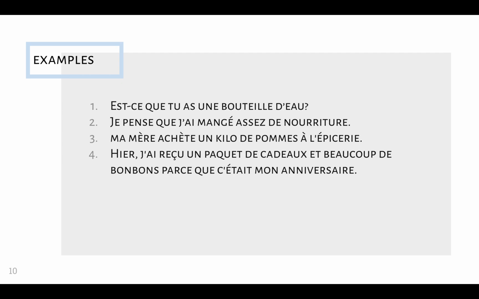Some examples. The first sentence, est-ce que tu as une bouteille d'eau? Do you have a bottle of water? Number 2, je pense que j'ai mangé assez de nourriture. I think I ate enough food. Number 3, ma mère achète un kilo de pommes à l'épicerie. My mother buys a kilo of apples at the grocery store. And number 4, hier j'ai reçu un paquet de cadeaux et beaucoup de bonbons parce que c'était mon anniversaire. Yesterday, I received a package of gifts and a lot of candy because it was my birthday.